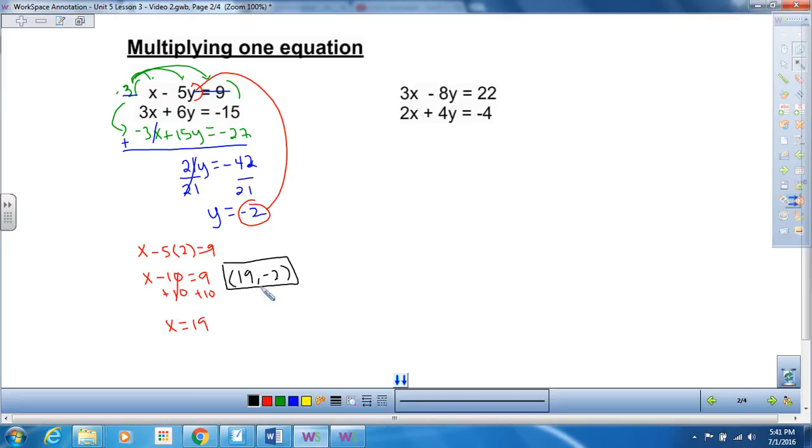Yep. So I was just mentally plugging these back in here to check and see if they were right, and they are not. The negative 2 is correct, but 19 is not right because when I plugged the negative 2 back in, I forgot the negative. So it should be x plus 10. Then I should subtract. 9 minus 10 is negative 1.